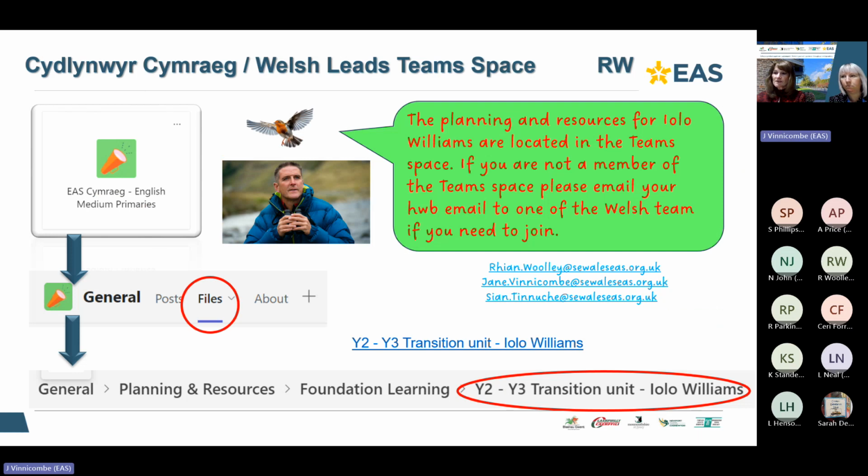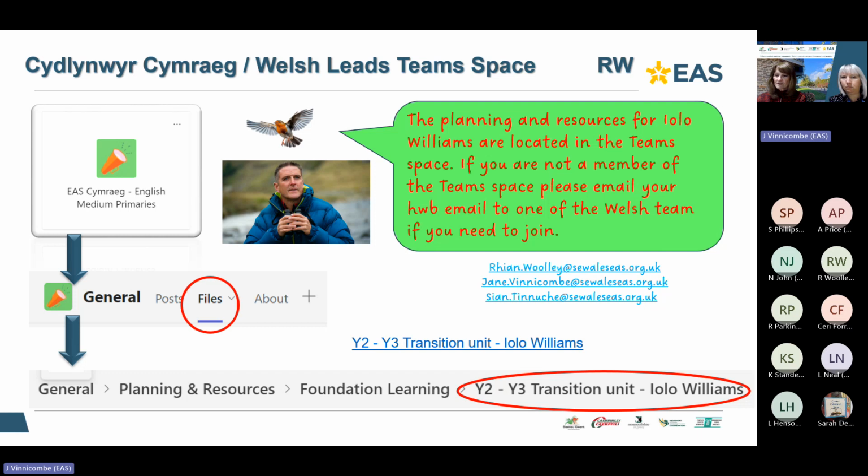All the planning and resources for Iolo Williams can be found in the Welsh team space. This slide shows you where they are located. Please ensure first that you are a member of the team space. If you are not a member, we can easily add you using your hub email address. I've included the Welsh team's email addresses on this slide. Please get in touch with any one of us if you need to be added, or alternatively speak with your school's Welsh lead who can contact us.